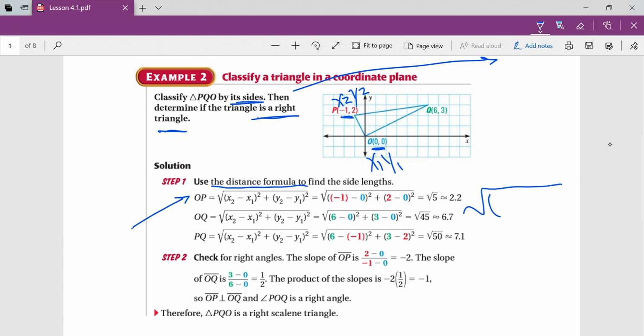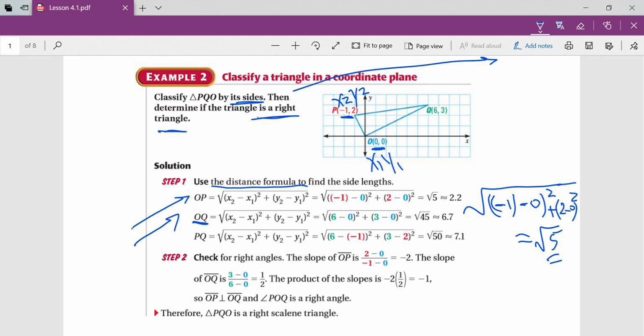In this case, minus 1, which is between two brackets, as I said before, minus 0, all to the power 2, plus 2 minus 0, all to the power 2. The answer equals root 5, or radical 5. Leave it as radical 5. Okay, for the second one, it's OQ.